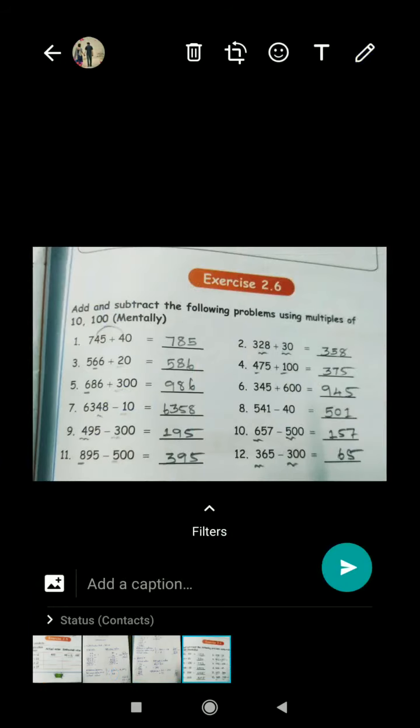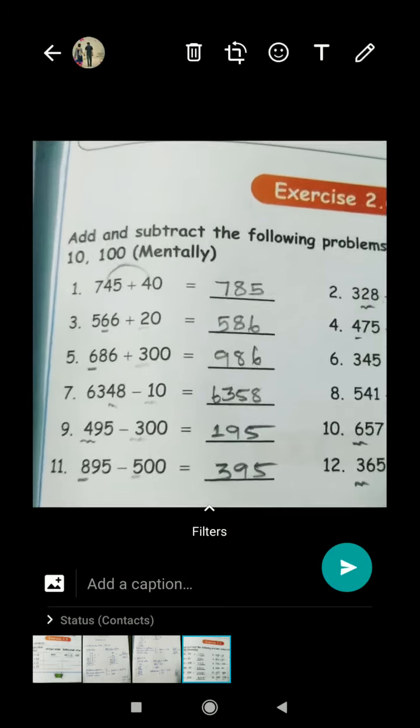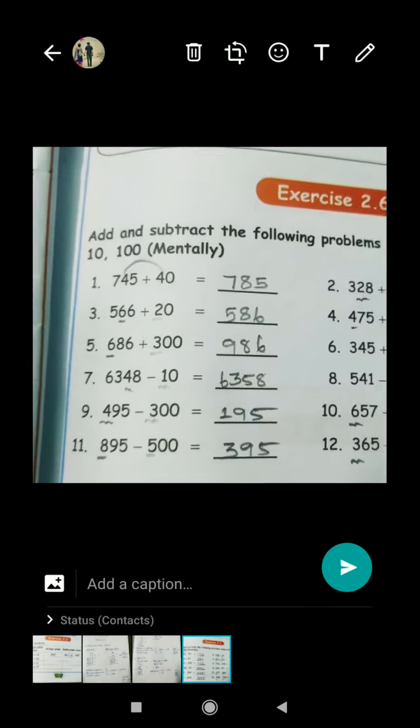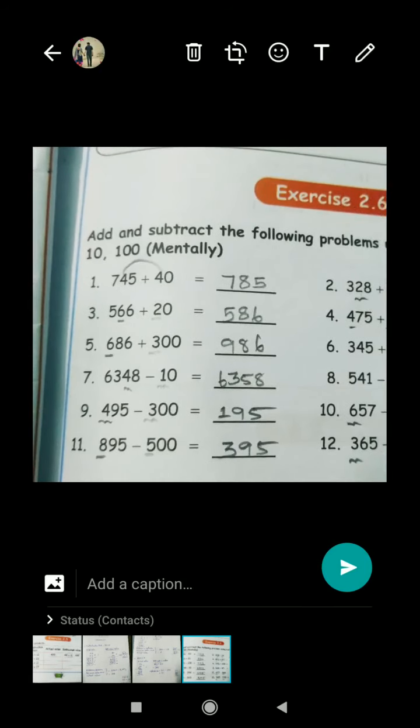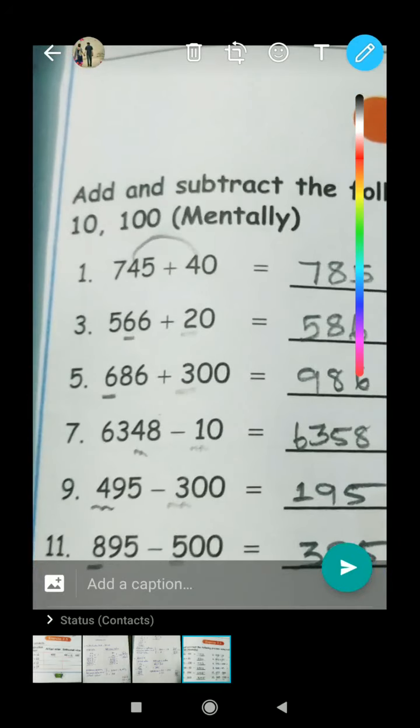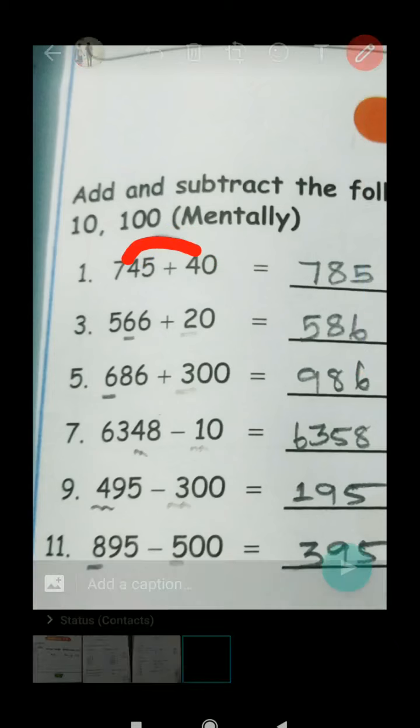Okay, next exercise 2.6. Add and subtract the following problems using multiples of 10, 100 mentally. Okay, so now we are going to solve mentally. Okay, so let's try to do this mentally. See, look at the first question. 745, this is a 3-digit number and 40 is a 2-digit number. See, the 1's place is 0. So 0 plus any number is equal to the same number. So no change here. Only change is in the 10's place and 10's place.